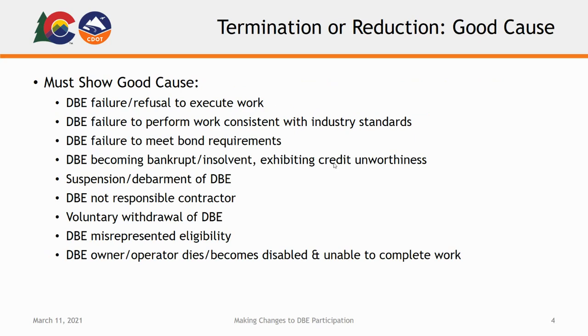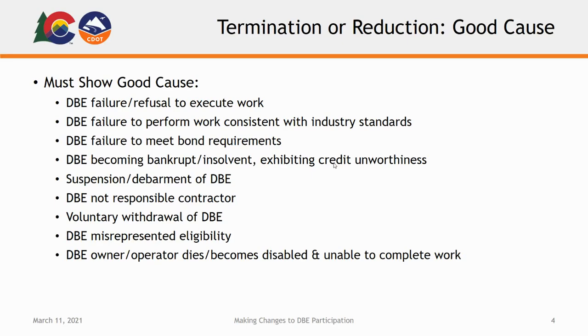In order for a termination or reduction in plan work to be approved, you must be able to show good cause for the change. Some examples of what may constitute good cause are a DBE's failure or refusal to execute contracted work, a DBE's failure to perform their work consistent with current industry standards, a DBE's failure to meet their specific bond requirements, a DBE becoming bankrupt or insolvent, or otherwise exhibiting credit unworthiness, the suspension or debarment of a DBE on the contract, the revelation that a DBE is not a responsible contractor, if a DBE voluntarily withdraws and in doing so has provided written notice to CDOT of this withdrawal, if a DBE has misrepresented their eligibility to receive DBE credit for their work on the contract, or if the owner operator of a DBE dies or becomes disabled to a degree that leaves them unable to complete the contracted work.